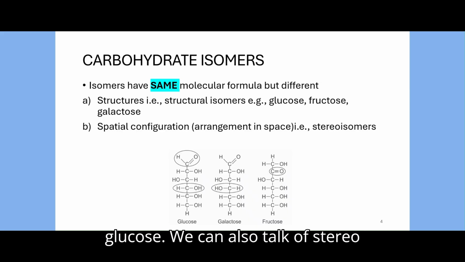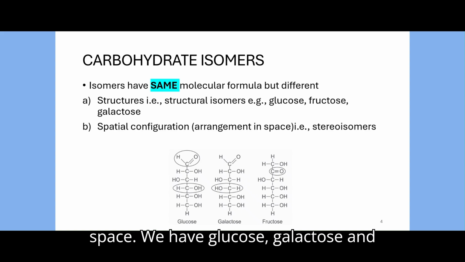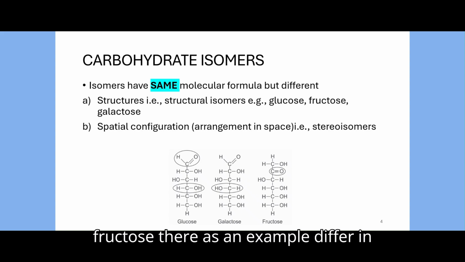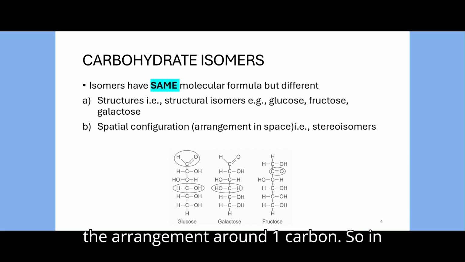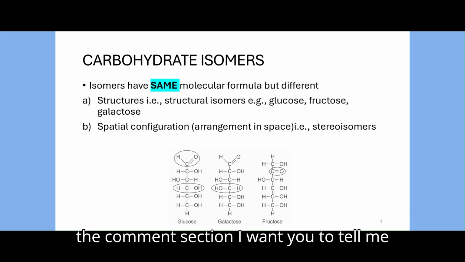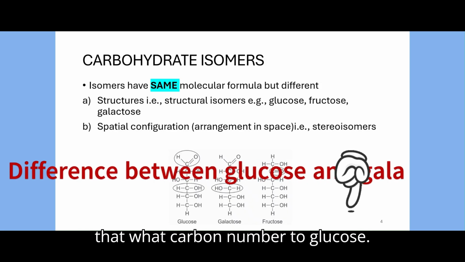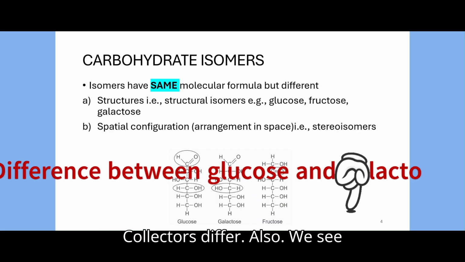We can also talk of stereoisomers, which is the arrangement in space. We have glucose, galactose, and fructose here as an example. They differ in the arrangement around one carbon. So in the comment section, I want you to tell me at what carbon number do glucose and galactose differ.